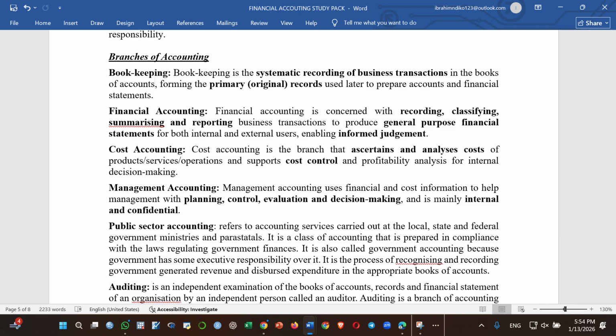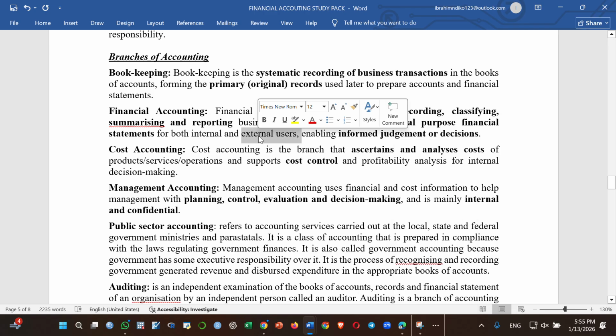Good. Now, what is financial accounting? We have said it is the process of recording, classifying, summarizing, reporting, or presenting business transactions and events in form of financial statements, so as to do what? So as to allow the users to make informed judgment or decision. The word decision must be there. Decision and what? Informed judgment and users.